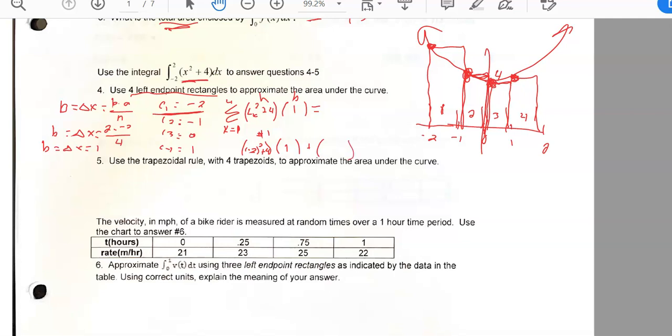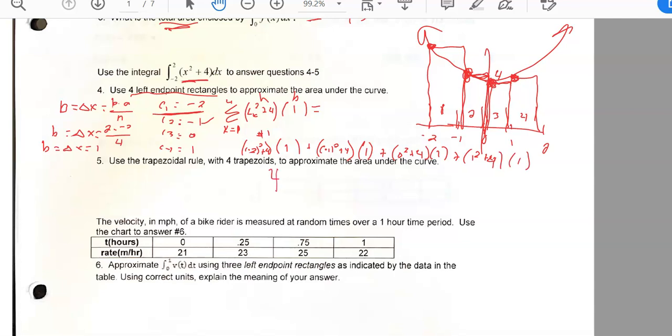If we do the second one, we're touching it at -1. So -1 squared plus 4, base is a 1. And then 0 squared plus 4 times 1. And then the last one, we're back to 1 squared plus 4 times 1. So add them all up.